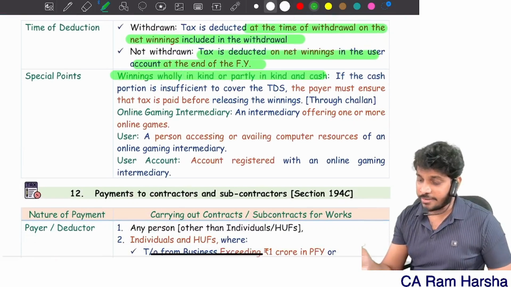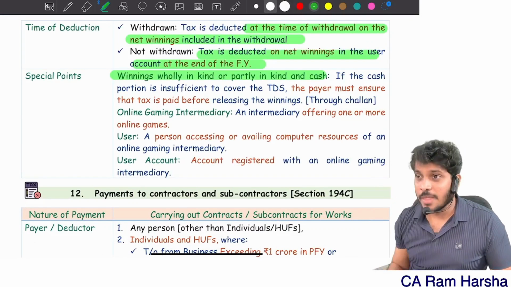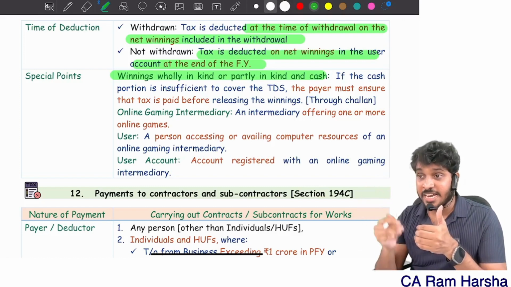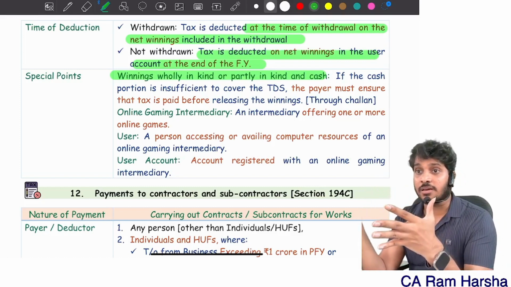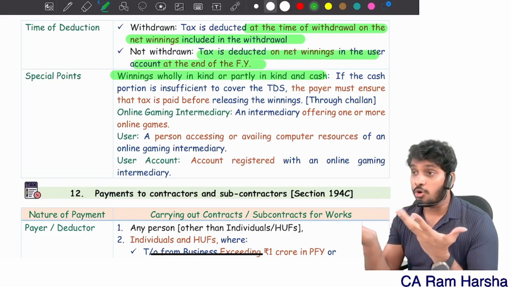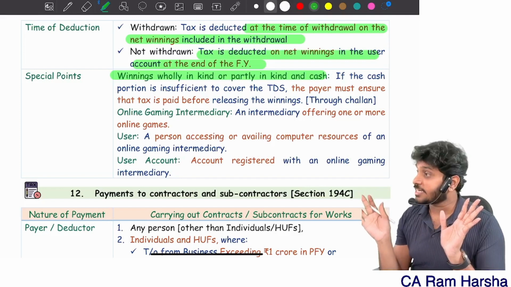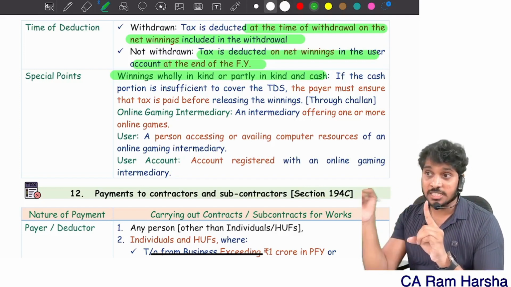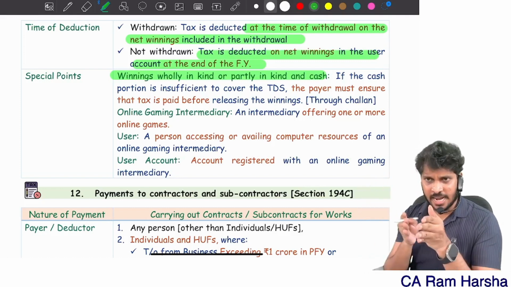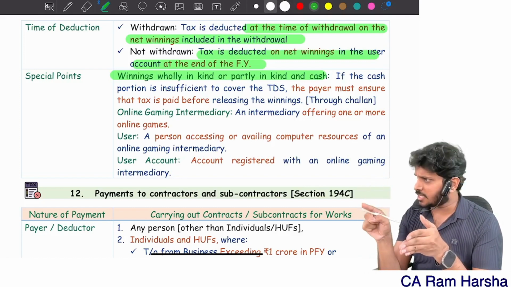Sir, what if winnings is in kind? How will TDS apply? If the winning amount is not cash, the winning is in kind. Car we are giving. Car value 10 lakhs. Yes or no? That's the winning amount. How should I deduct TDS? You can't deduct TDS in kind. Therefore, ask the recipient. Winner is there, right? Winner should pay 3 lakhs. 10 lakhs is the value of the car. Then into 30% TDS.